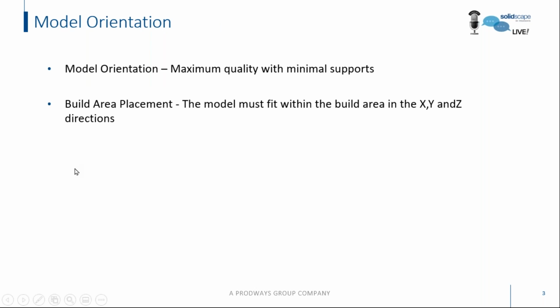So orient the model in order to minimize the number of supports that need to be added and to achieve the best model quality. The fewer supports that there are, the less post-processing that will need to be done. Always strive for the best model quality. Make sure that the model fits within the build area in all directions. Now, some CAD software will display an error if it recognizes that the model is outside of the build area.